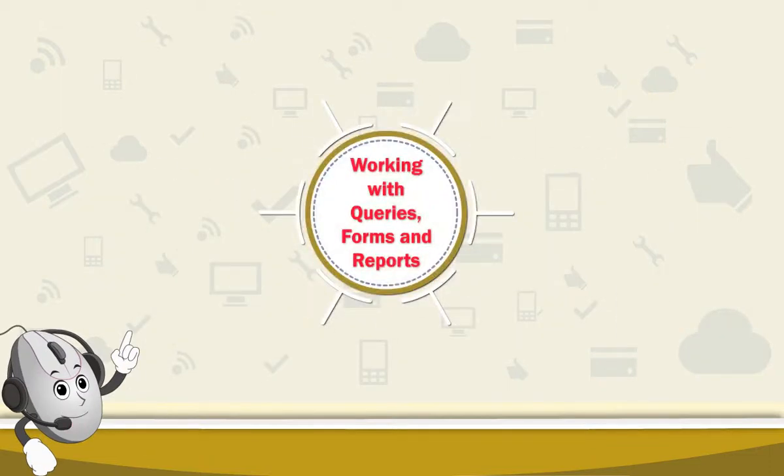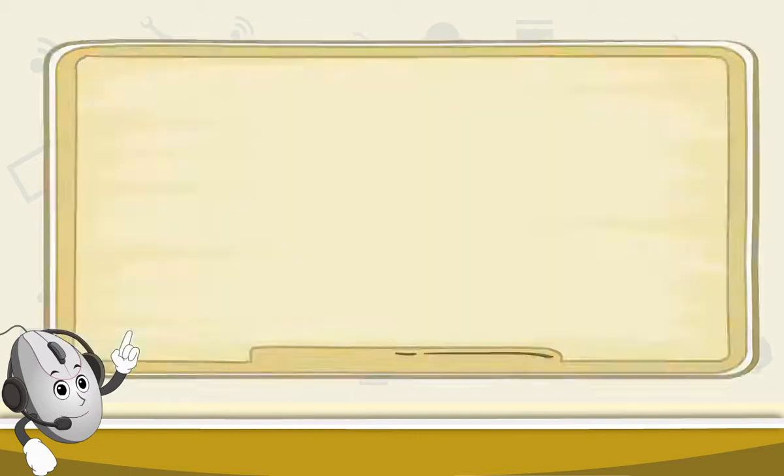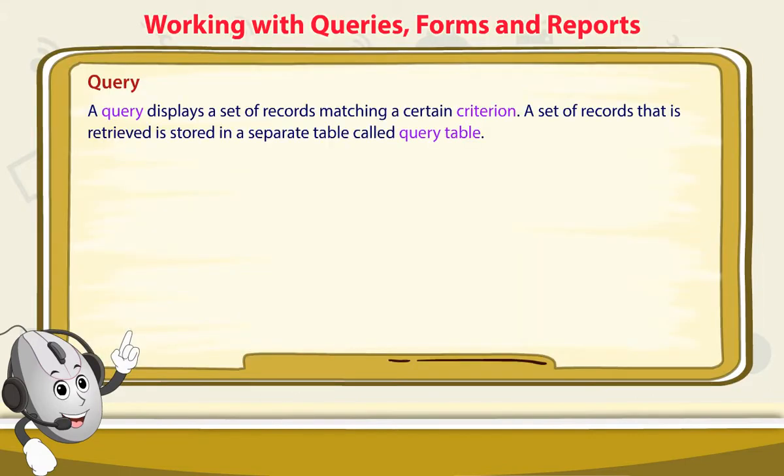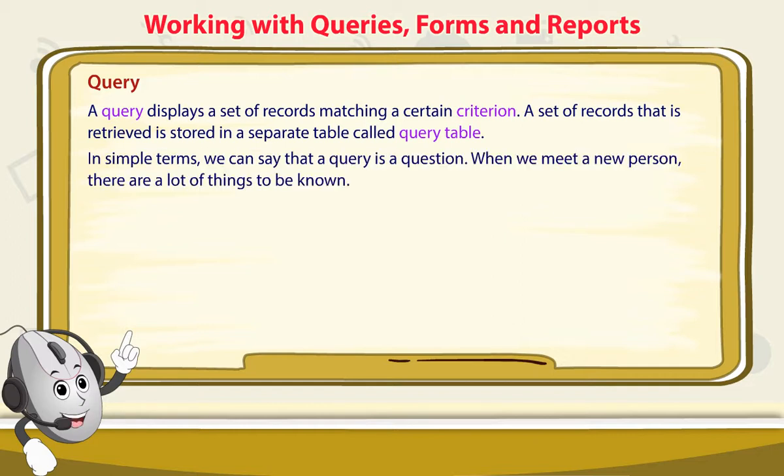Working with queries, forms, and reports. Query. A query displays a set of records matching a certain criterion. A set of records that is retrieved is stored in a separate table called query table. In simple terms, we can say that a query is a question.